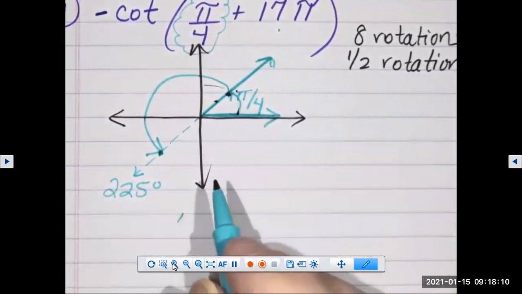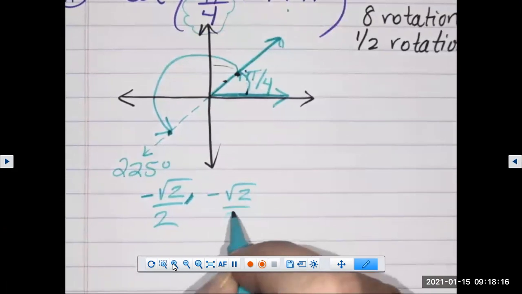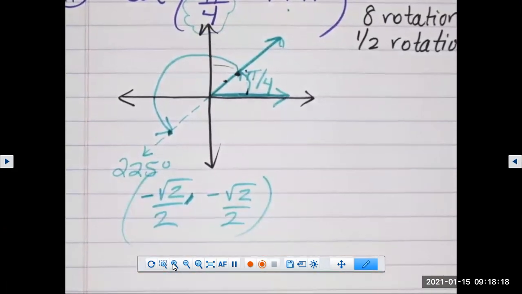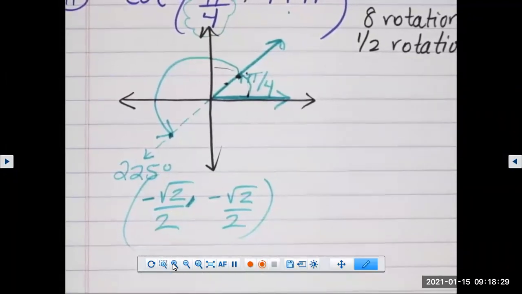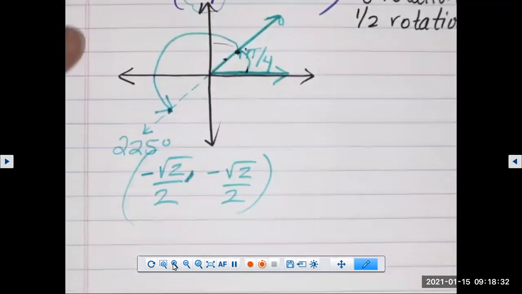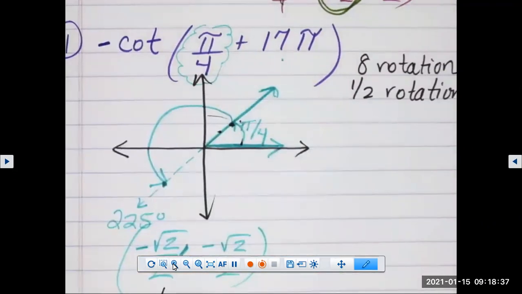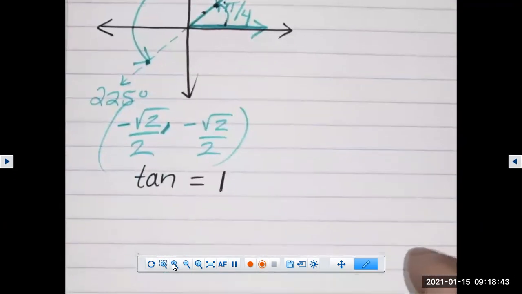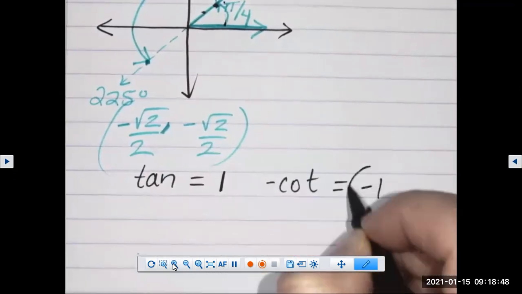What's your cosine? I mean, so we're looking for a cotangent. So this will be negative root 2 over 2, negative root 2 over 2. Your tangent value at all pi over 4 angles is easy because you have the same y, same x. So tangent is 1 or negative 1. They ask you to notice that you're asked to find negative cotangent. So if my tangent value at this angle is positive 1, then what would your negative cotangent value be? Negative 1.